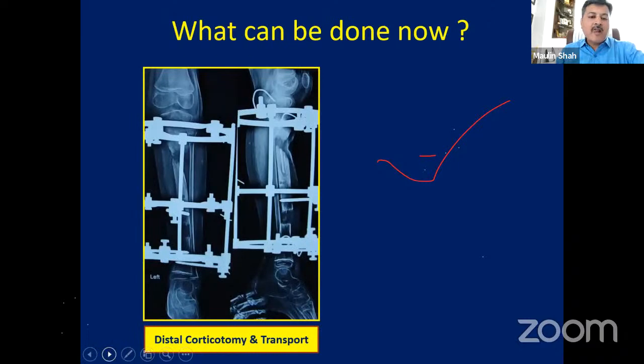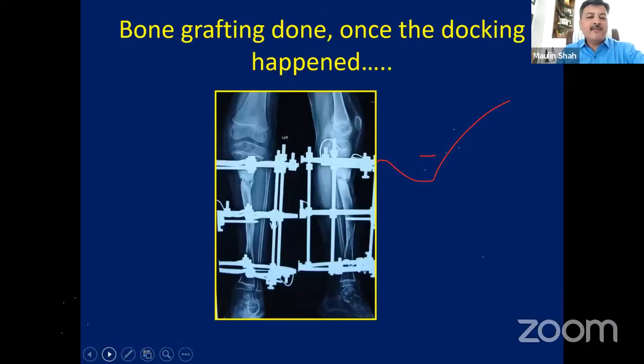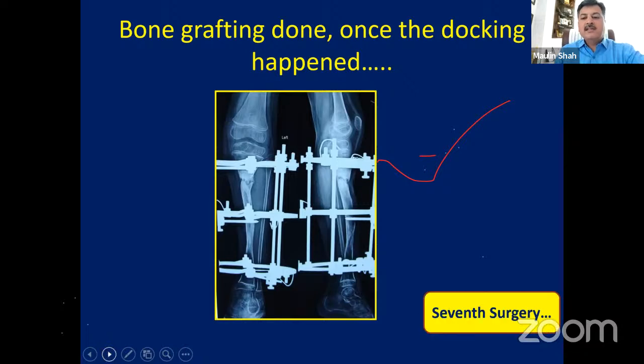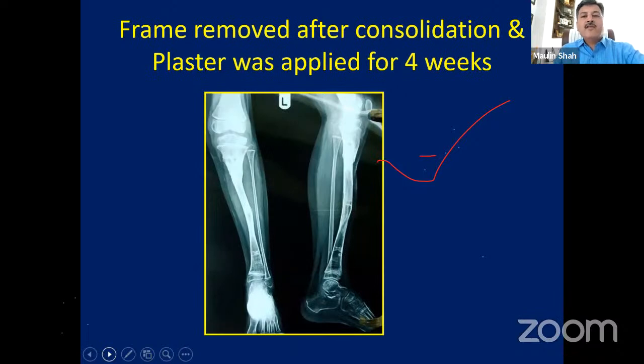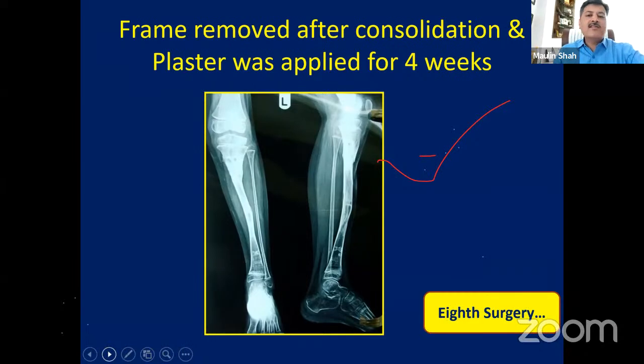So what can be done now? Cutting the story short, we removed the fibula, we debrided whatever dirty tissue was there. And we did the distal corticotomy and started doing transport, which was the sixth surgery. As we did the extensive debridement, fortunately, there was no infection at the proximal site. Bone grafting was done once the docking happened. And you can see the distal area was virgin and it threw good new bone, which was the seventh surgery. The frame was removed after consolidation and plaster was applied for 4 weeks, which was the eighth surgery.